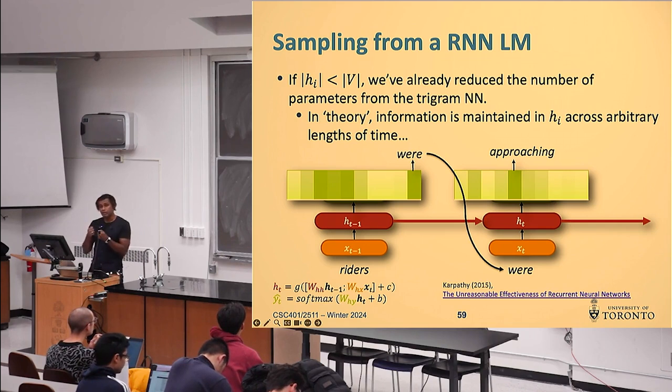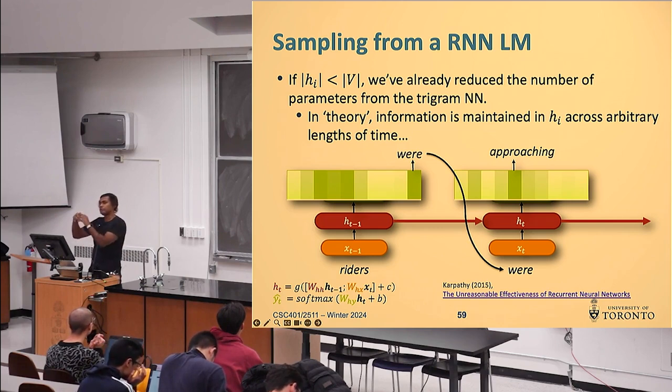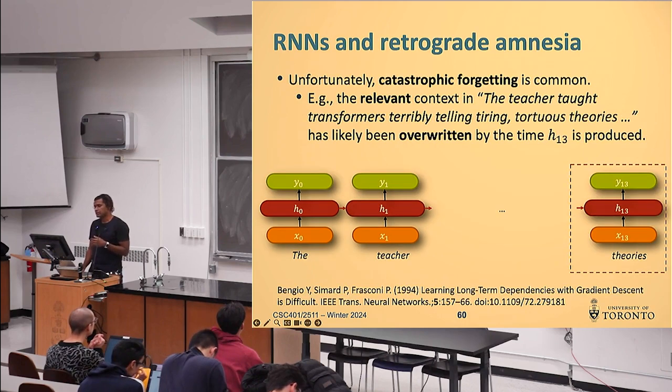In theory, we can maintain this for an arbitrary sentence length by just backpropagating through time. It doesn't matter how long a sentence is. Technically, we're having that information carried through using this recurrence relationship. But in practice, this doesn't work that well because of what we call retrograde amnesia, where catastrophic forgetting is common.